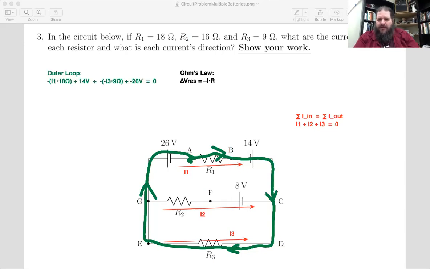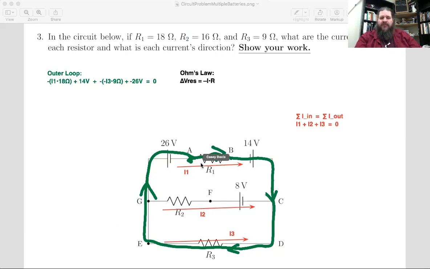Why wouldn't you want to make a loop in the same direction as the current you're guessing? The problem is if we chose the loop in the opposite direction, counterclockwise, we'd be going through resistor 3 in the positive direction, but we'd be going through resistor 1 backwards. So you can't really choose a loop here that would go through both of those resistors in the direction we chose as positive.